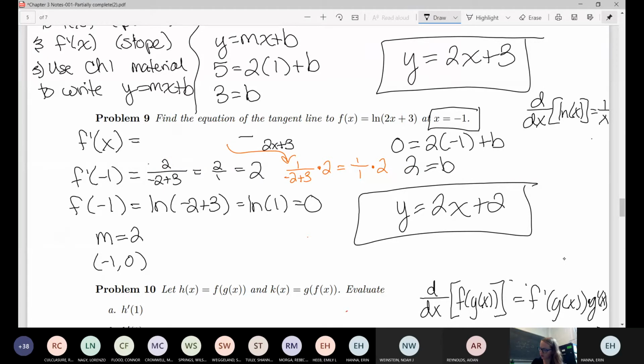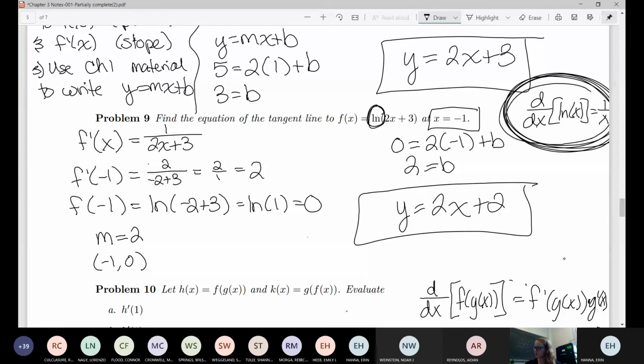Let me just erase this really quick. And now that I don't have any more orange, I guess I should erase the orange. So my outside function here is the natural log. So I do want to use that natural log rule, but here's where it gets more complicated, because with the chain rule, you should think about it as natural log of something is 1 over that something. So whatever you have in that natural log is what goes in the denominator. So our derivative here will start with 1 over 2x plus 3, because that was the thing inside of the natural log, and that comes from this rule over here.